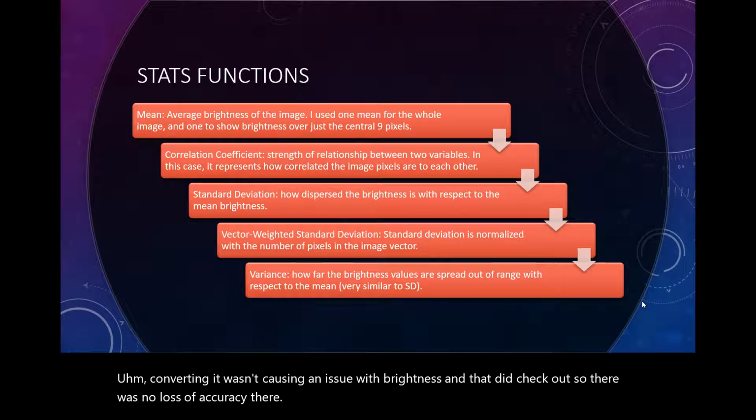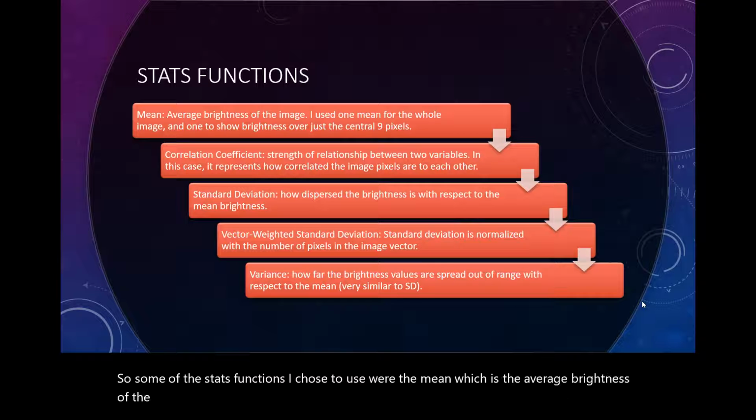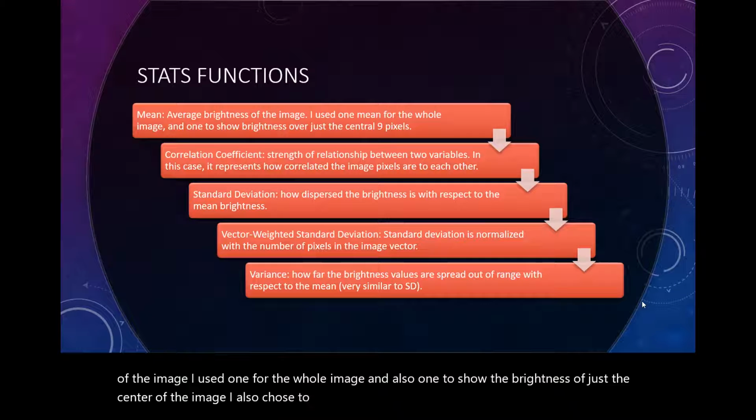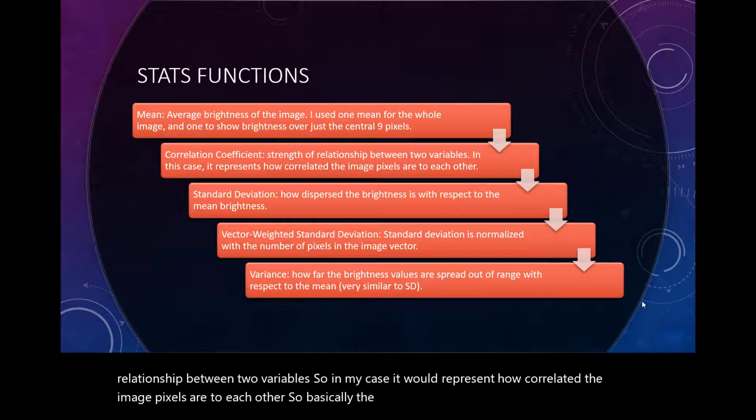Some of the stats functions I chose to use were the mean, which is the average brightness of the image. I used one for the whole image and also one to show the brightness of just the center of the image. I also chose to use the correlation coefficient, which is the strength of the relationship between two variables. In my case, it represents how correlated the image pixels are to each other, so basically the correlation in reference to each of the other pixels.